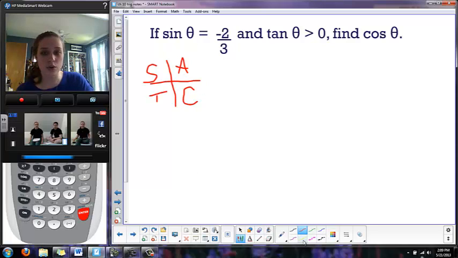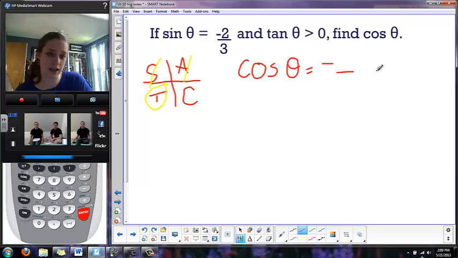Sine is negative, meaning that we're not here and we're not here, and tangent is positive, meaning that we are lying in the third quadrant. So whatever cosine theta is, it's going to be a negative value. The first step I would have you do is write out cosine theta is equal to, and then write a negative sign next to it so that you don't forget that in the future.